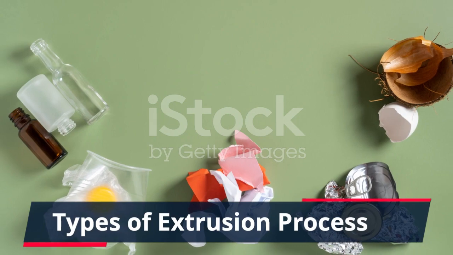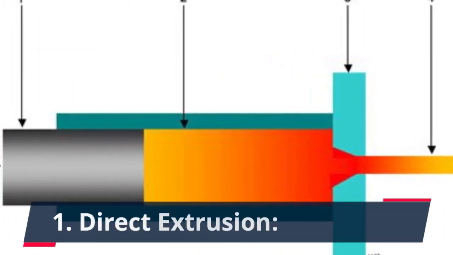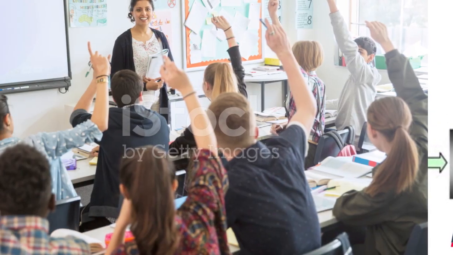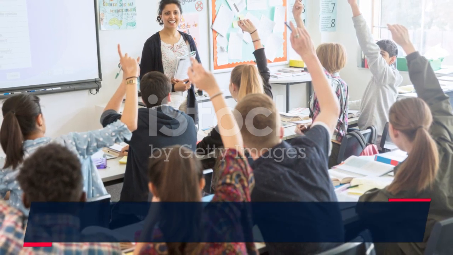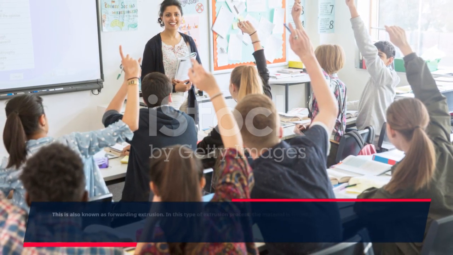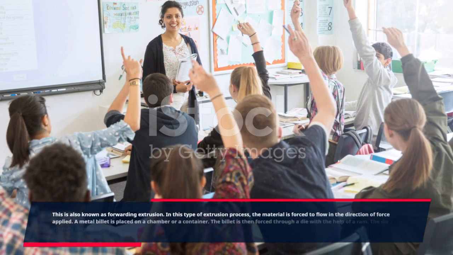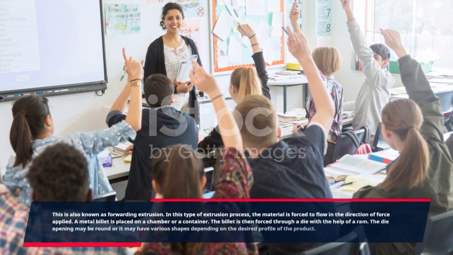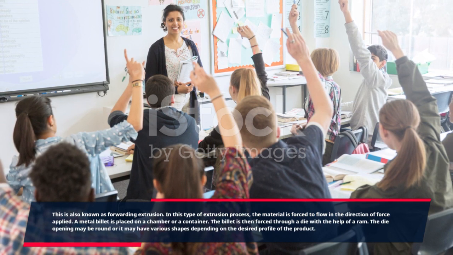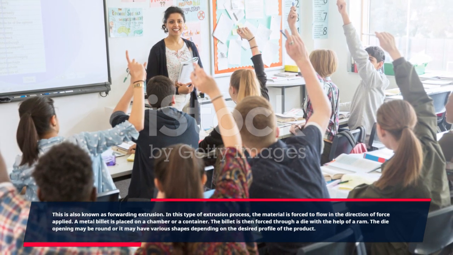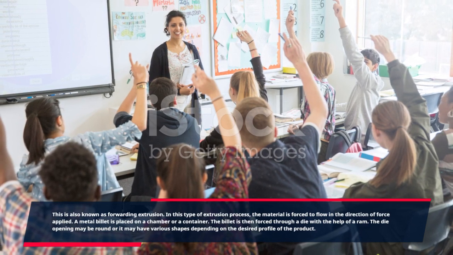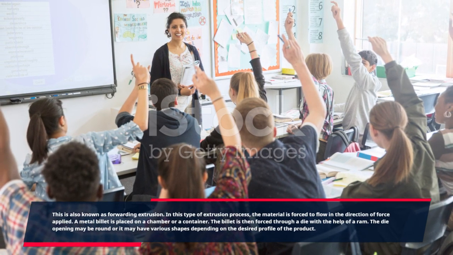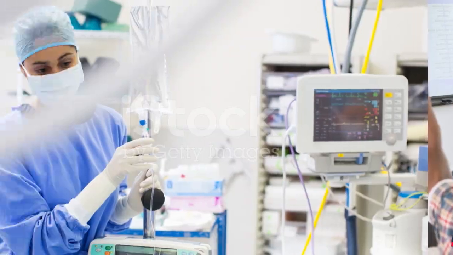Types of extrusion process. 1. Direct extrusion. This is also known as forward extrusion. In this type of extrusion process, the material is forced to flow in the direction of the force applied. A metal billet is placed in a chamber or container. The billet is then forced through a die with the help of a ram. The die opening may be round or have various shapes depending on the desired profile of the product.